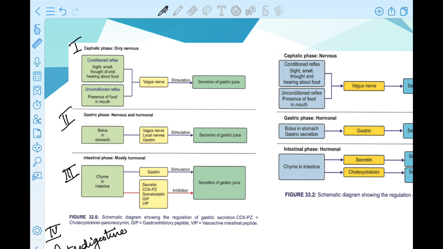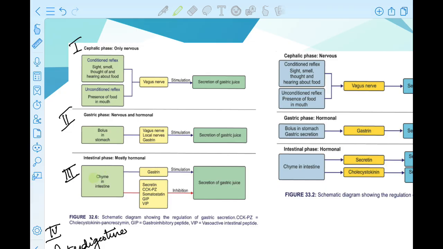Now moving to the gastric phase, which is under the control of nervous and hormonal mechanisms. This phase is entered when the food reaches the stomach. So the vagus nerve is activated, the local nerves are activated, and gastrin is also activated. So the stimulation leads to secretion of gastric juice. In the gastric phase, we have the functioning of the vagus nerve, local nerves, as well as gastrin.